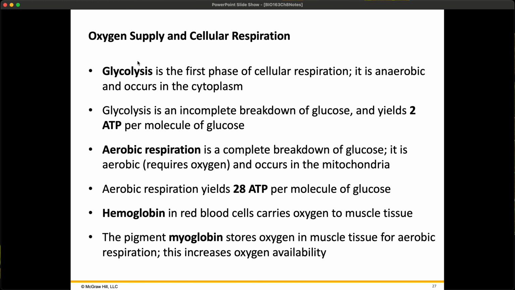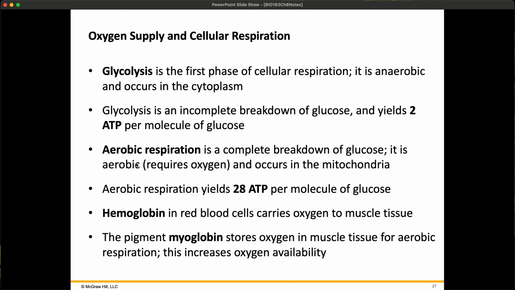Okay, if we remember, just a quick review of cellular respiration. Glycolysis is that first phase. It is anaerobic, so if you are running and you're not getting enough oxygen, your body is still going to be able to go through glycolysis. It replaces a little bit of ATP, but not very much, because it is that incomplete breakdown of glucose. It only gives you 2 ATP per molecule of glucose.